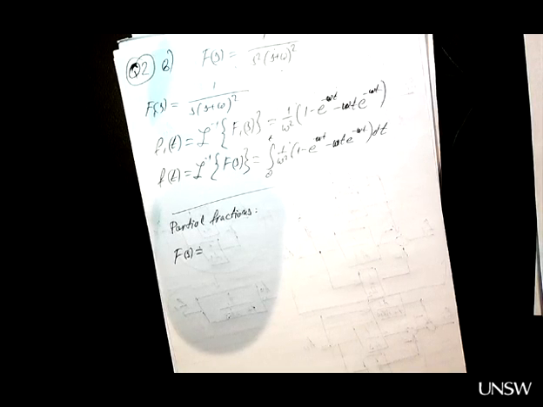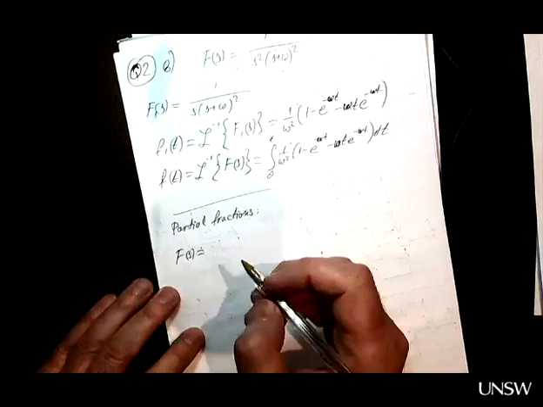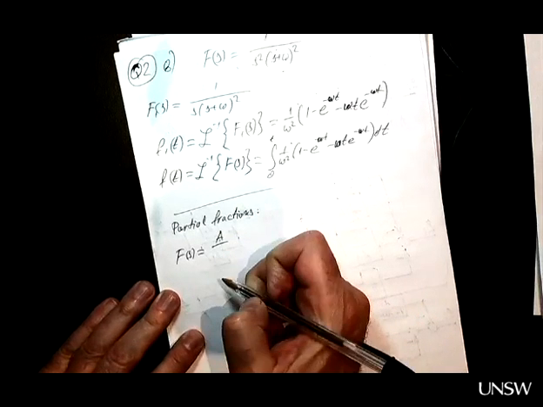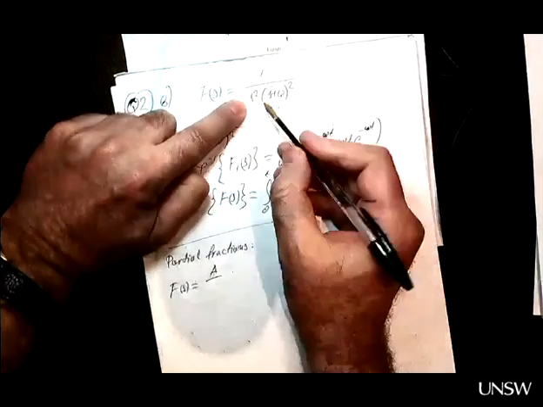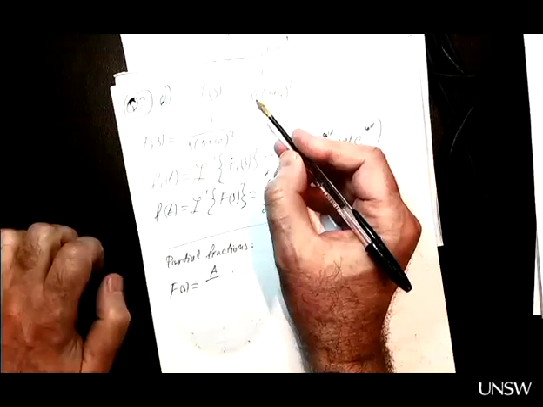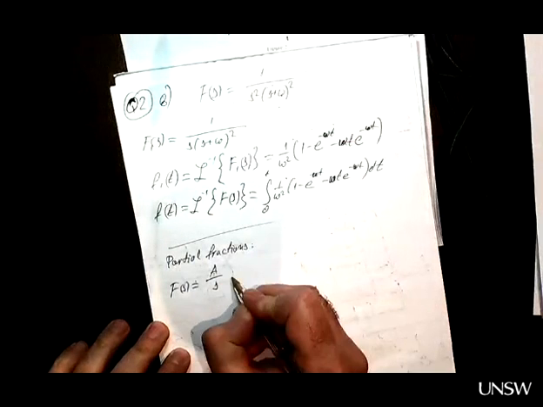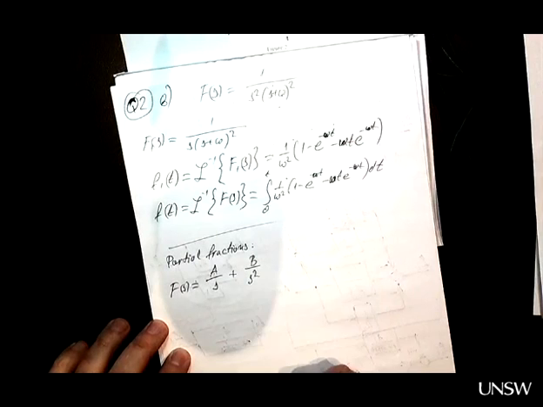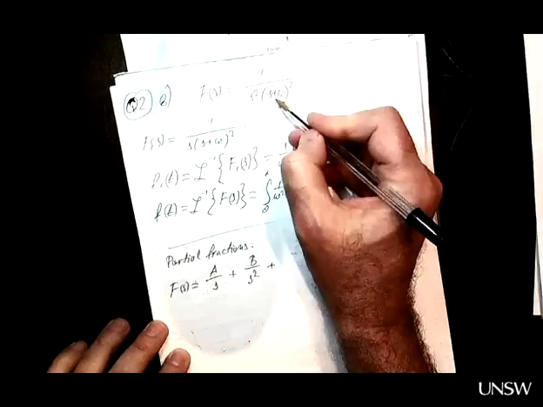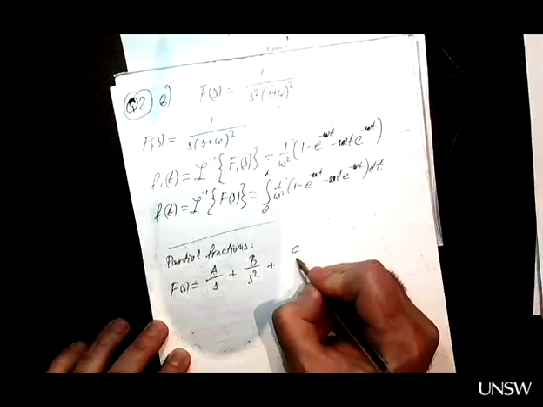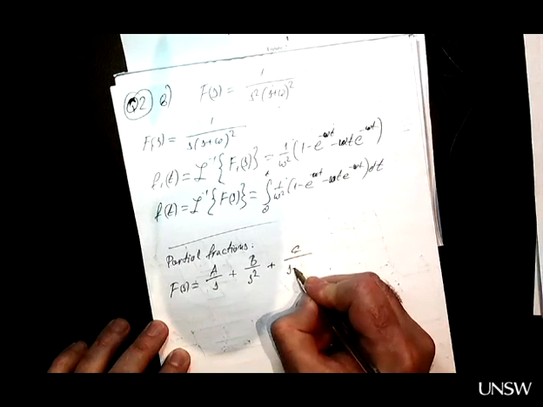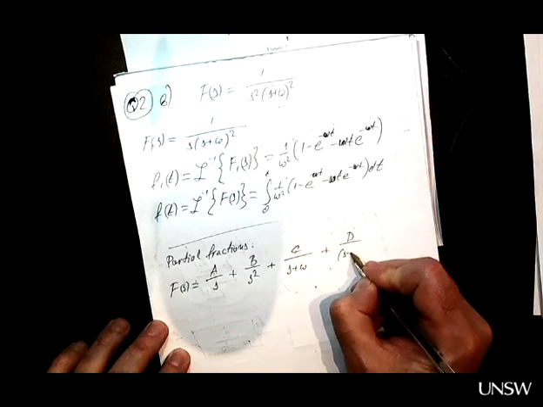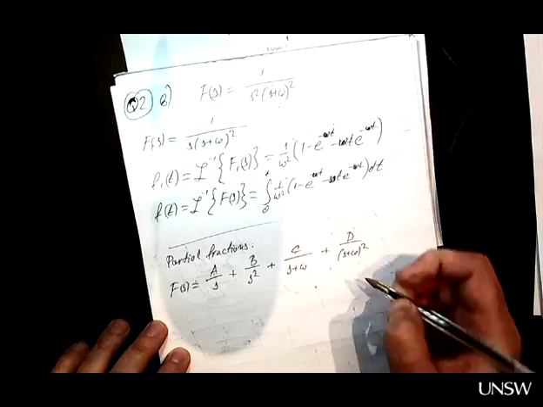So one of the correct ways is to go like this. You can see the function. This root s is repeated twice. So we have A over s plus B over s squared. This root here is also repeated twice. So you then go C over (s plus omega) plus D over (s plus omega) squared. This is correct.